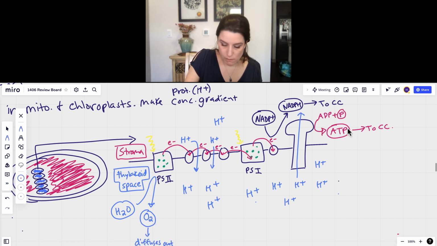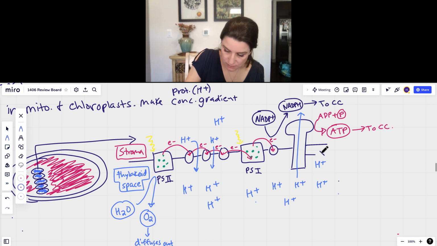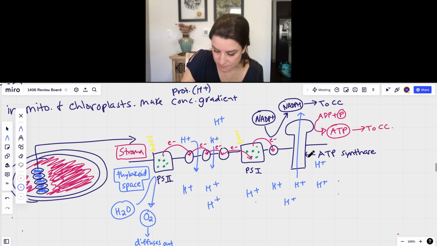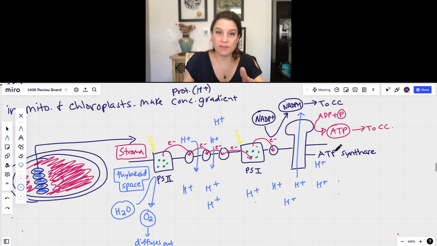Great. And then we should label, this is ATP synthase, ATP making enzyme. That's what it is. Okay. So that's basically the light reactions and how the whole ATP is made there using concentration gradients. And it's advantageous because the concentration gradient allows you to make ATP without having to use ATP.